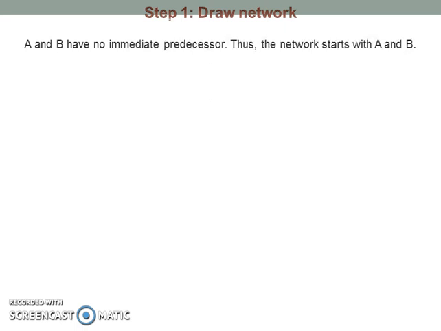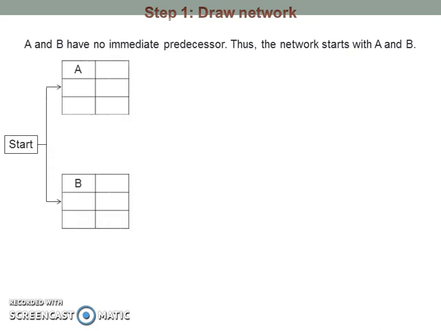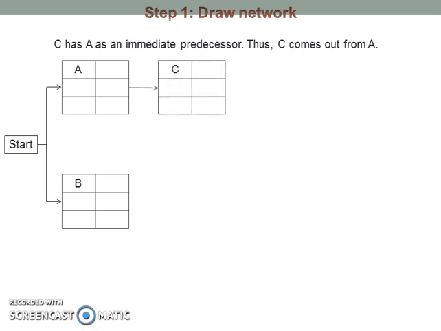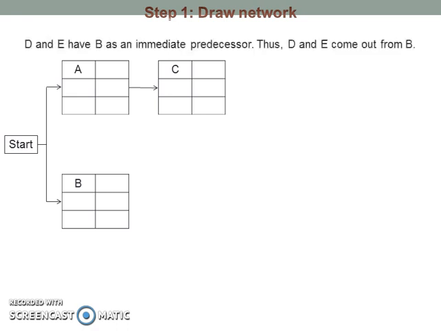The network begins with the activities that have no immediate predecessors. For this project, the activities that have no immediate predecessors are activity A and B. So the network starts with activity A and B. Activity C has activity A as an immediate predecessor, thus activity C comes out from activity A. Activity D and E have activity B as an immediate predecessor, thus both activity D and E come out from activity B.